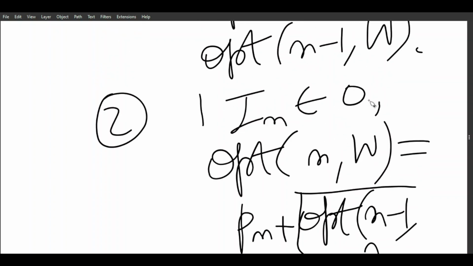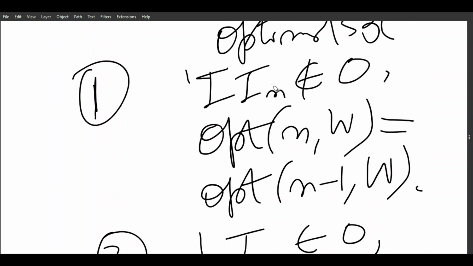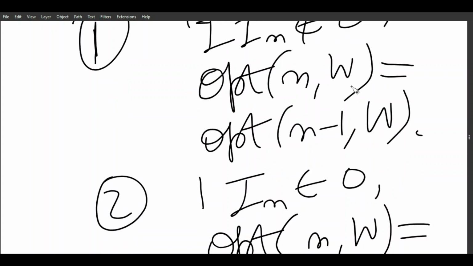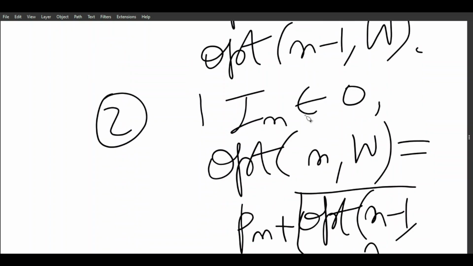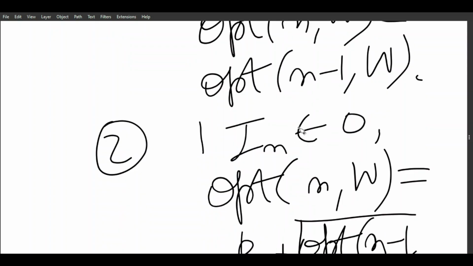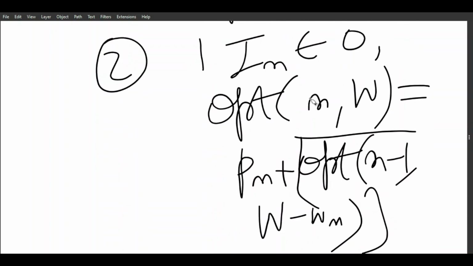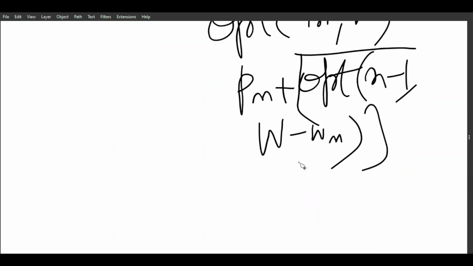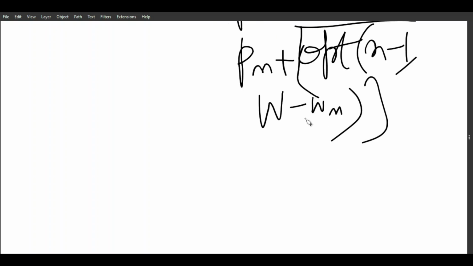So we get these two possibilities. If the nth item is not in the optimal solution, opt n W is the same as opt n minus 1 W. When the nth item is in the optimal solution, we get opt n W is equal to Pn plus opt n minus 1 of W minus Wn. So here we get the idea, and using the same we can write for general i. Same idea we apply.